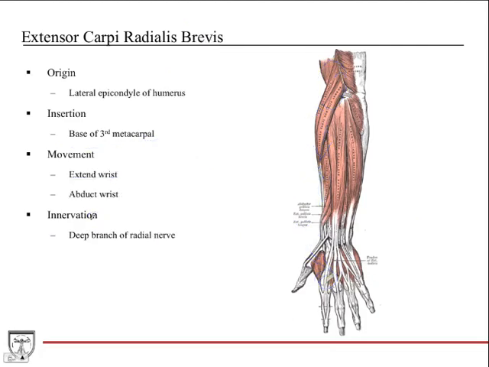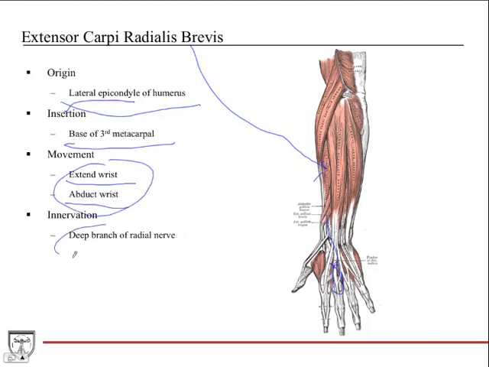Extensor carpi radialis brevis. Again, lateral epicondyle of the humerus. So we go down a little more distal here. This is the muscle right here. It travels just deep and a little more proximal to the longus, and then it travels down here as well, and it inserts onto the base of the third metacarpal, which would be the middle finger. Okay, so base of the third metacarpal. Its movement, again, as you can see, it crosses the wrist joint here, so it extends the wrist, and it also helps with abduction of the wrist. So very similar. The only main difference is it's one finger over on the distal attachment, a little bit more distal, lateral epicondyle instead of supracondylar ridge. Same motions as the longus. And then the deep branch of the radial nerve.